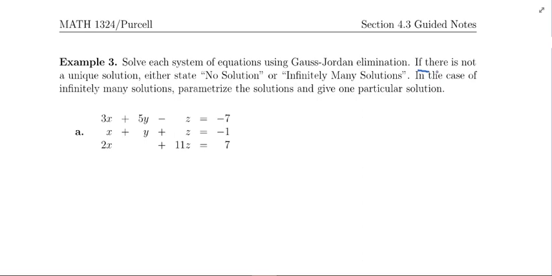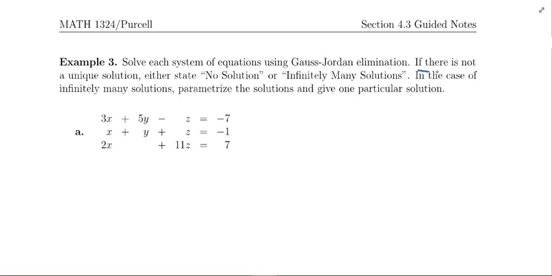All right, in example A, here is our system of equations. We have 3 equations and 3 variables. So we've got 3x plus 5y minus z is equal to -7, x plus y plus z is equal to -1, and 2x plus 11z is equal to 7. So we are going to solve this system using Gauss-Jordan elimination. And remember what that means. We're trying to figure out the x, the y, and the z. So if you plug those values into all 3 equations, it makes all 3 equations true.